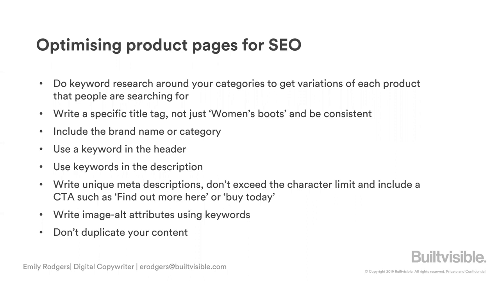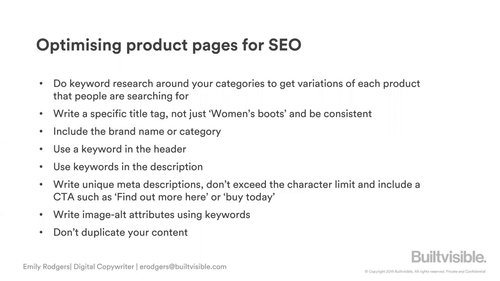And then write a specific title tag, not just women's boots. Try and be really consistent. Try and add some color in there, or make it a bit more of a specific search tag. Include the brand name or category in your title tags, and use a keyword in the header. So you can use a keyword tracker or planner. There are several free ones out there. I'm sure if you just Google, they're really easy to find.